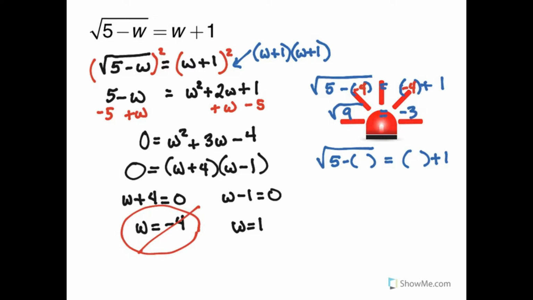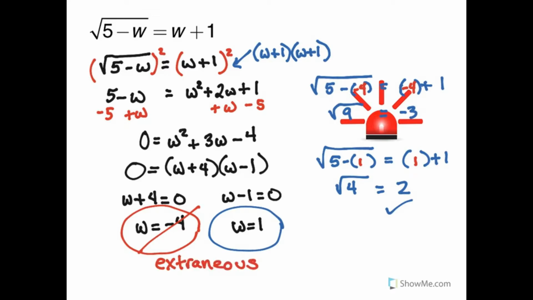What about w equal 1? Well, let's put 1 in. That gives us the square root of 5 minus 1, which is 4, equal to 1 plus 1, 2. That is true. So w equal 1 is a good solution. W equal negative 4 does not work back in the original equation. Those solutions are called extraneous. They're extra and they aren't good.